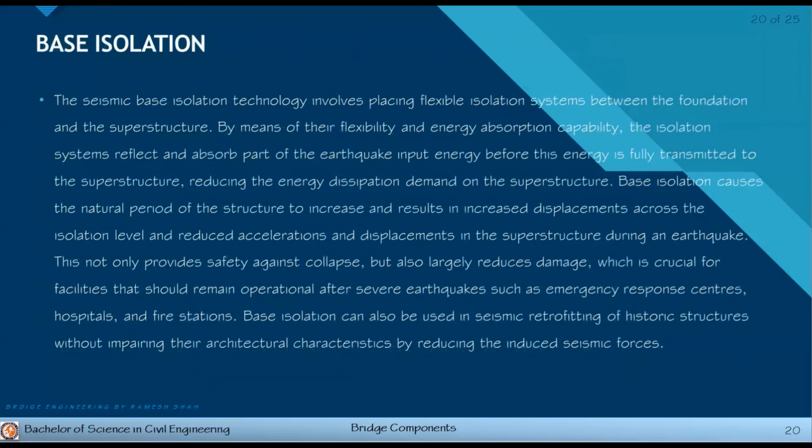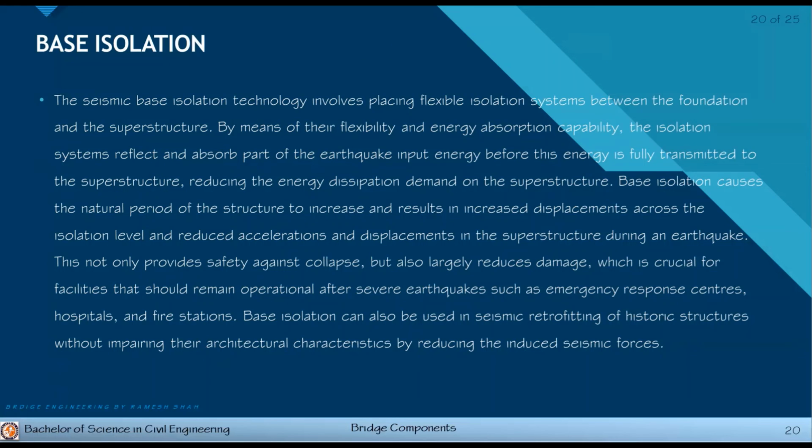So we have base isolation. The seismic base isolation technology involves placing flexible isolation systems between the foundation and the superstructure. By means of their flexibility and energy absorption capability, the isolation system reflects and absorbs part of the earthquake input energy before this energy is fully transmitted to the superstructure.